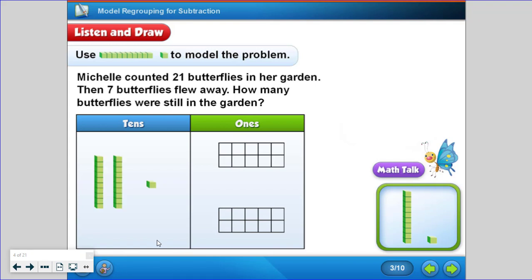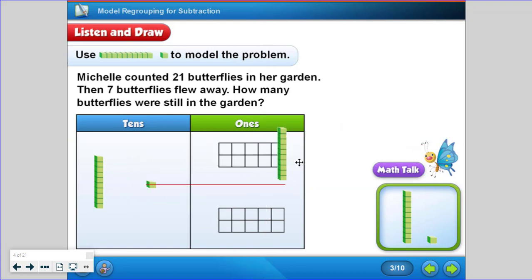Alright, so I've got my model set up. I made my 21 butterflies, and for me to model this, I'm going to have to move some things around, right? Since there's not 7 ones that I can make fly away, I've got to make 7 ones fly away out of these 10s. So I've got to take this 10 and turn it into 7 ones.